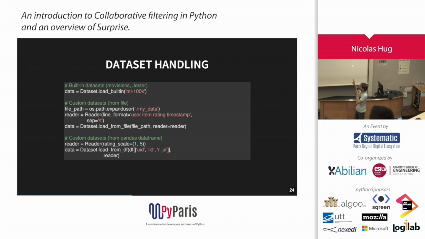But I try to make dataset handling very easy. So you can load built-in datasets such as the MovieLens or the Jester dataset that are very classical datasets in recommender system research. It will be downloaded automatically if you don't already have it on the hard drive. You can of course use a custom dataset for your own database, and you can load data from a pandas data frame as well. I forgot to mention the license is BSD, so you can do whatever you want with Surprise.